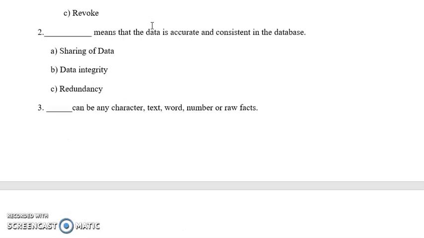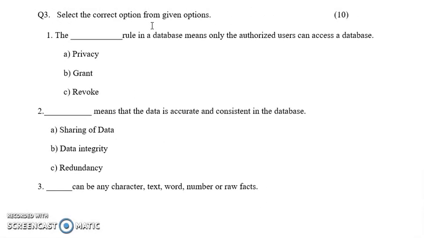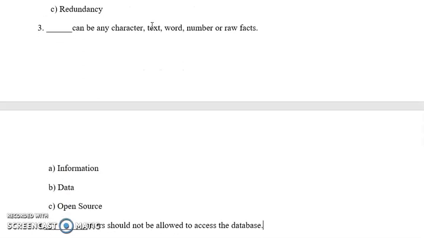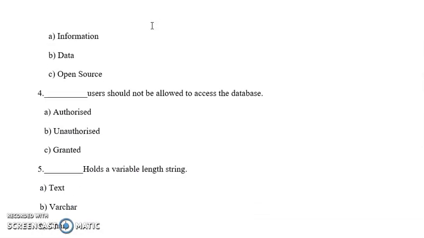Next is question number 3. Select the correct option from the given options. The first one is: the dash rule in a database means only the authorized users can access a database. You have 3 options, out of that you have to choose the correct answer. Next is dash means that data is accurate and consistent in the database. Next, dash can be a character, text, word, number or a raw fact. So you have 3 options again.